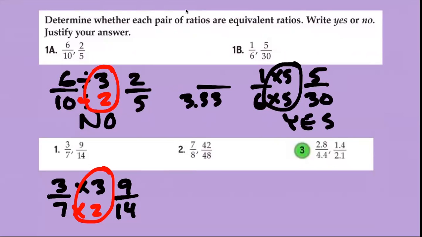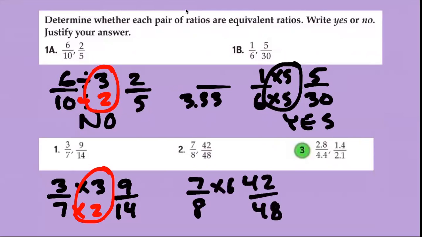You're just multiplying by 1 in a number of different creative ways. Okay, let's look at this next one. We got 7/8 and 42/48. Well, to get from 7 to 42, you got to multiply by 6. And then if I multiply by 6, I should get the bottom number. And in this case, I do. So this works out. So this would be a yes.